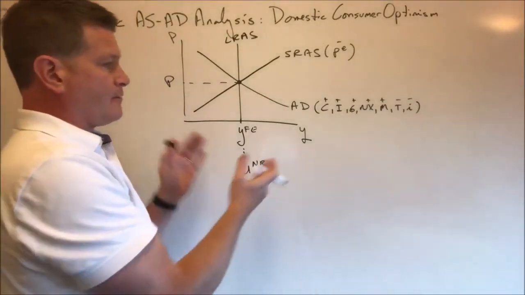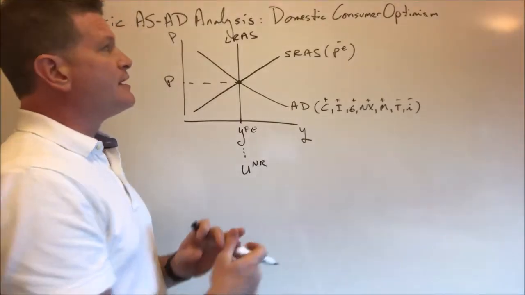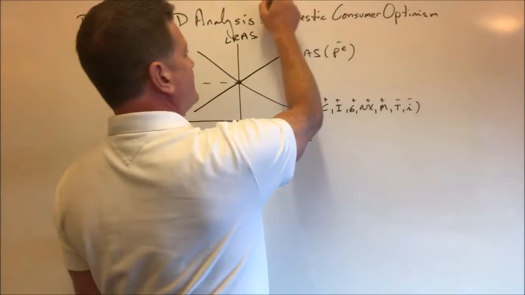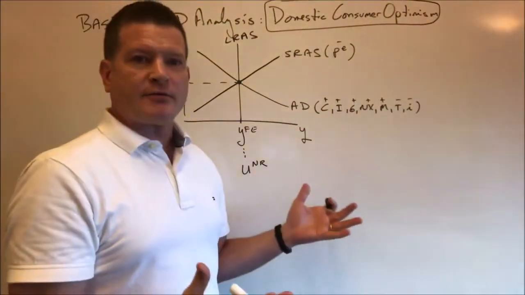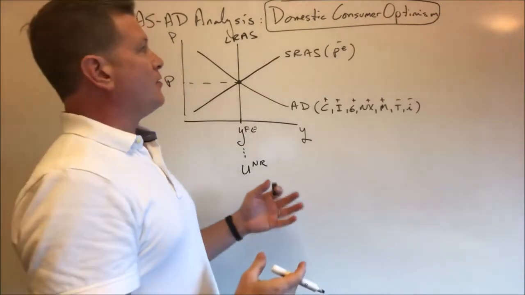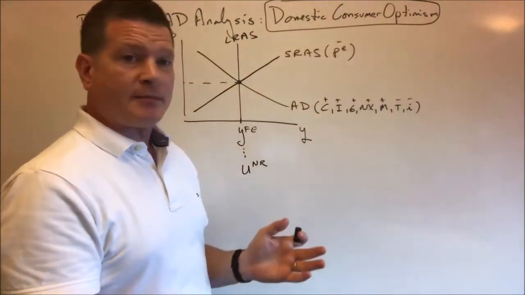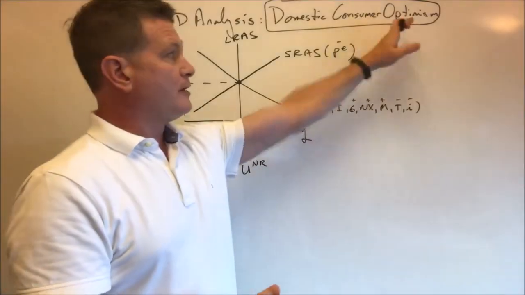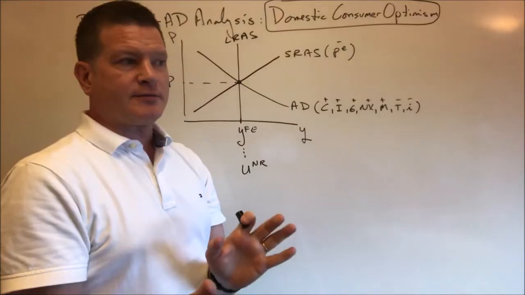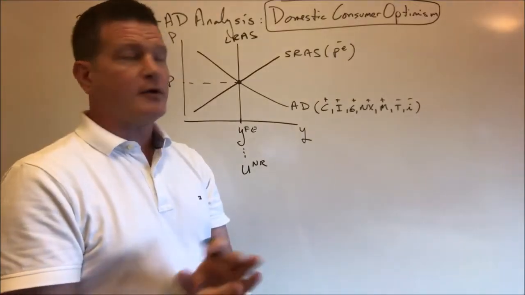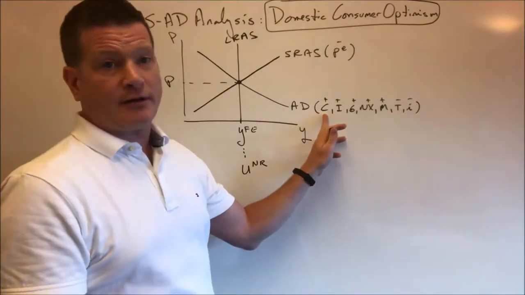Now, we started with a well-labeled graph. That's step one. Step two is to take your shock and translate it into one of the variables in the model. So, domestic consumer optimism. Consumer optimism in general is sort of a shorthand way of saying, hey, consumers are optimistic, they're going to consume more, and that should affect consumption pretty clearly.